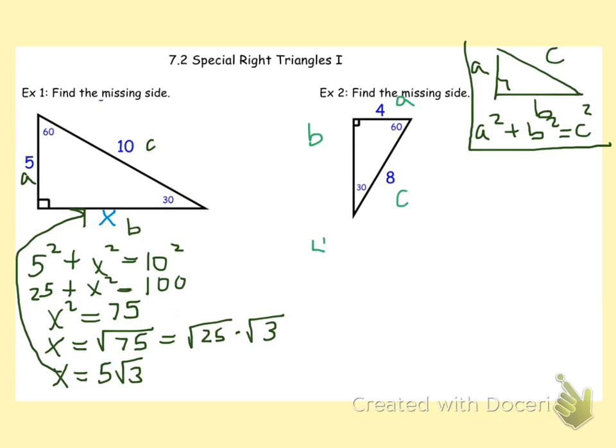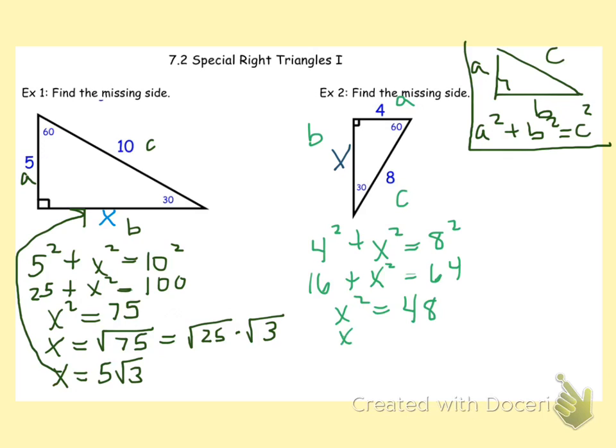In our second triangle, we have side lengths A, B, and C. We'll solve for side length x with the equation 4 squared plus x squared equals 8 squared. 16 plus x squared equals 64. x squared equals 48. Take the square root of both sides. x equals square root 48, which is square root 16 times square root 3. Final answer is 4 root 3.